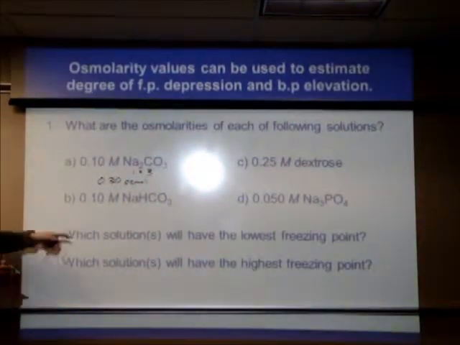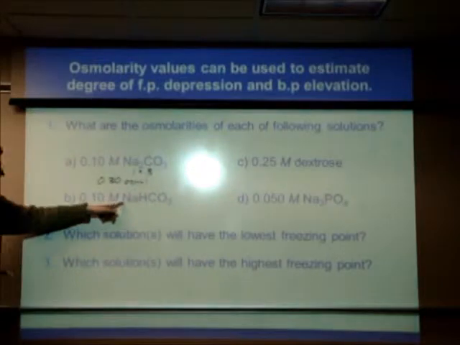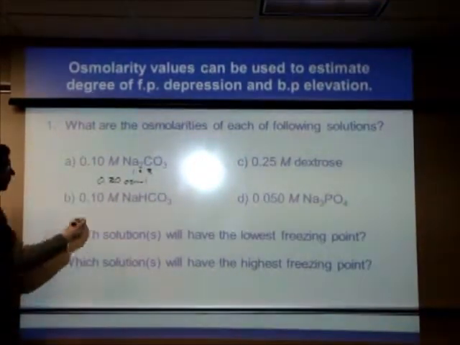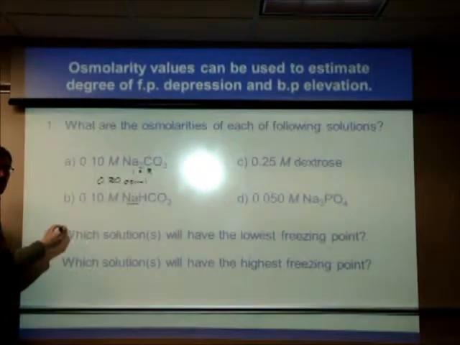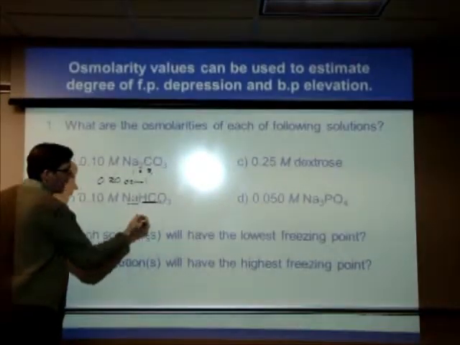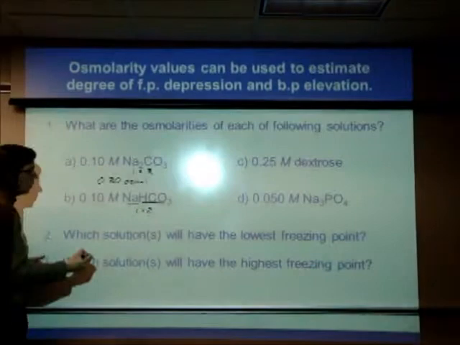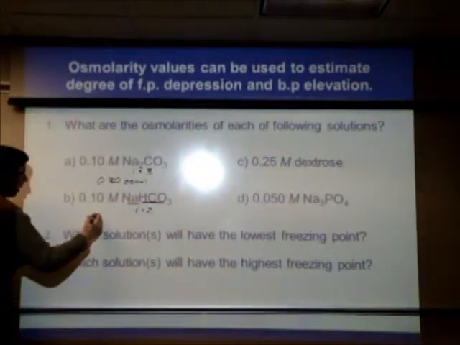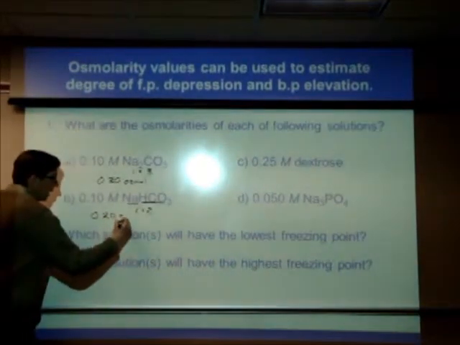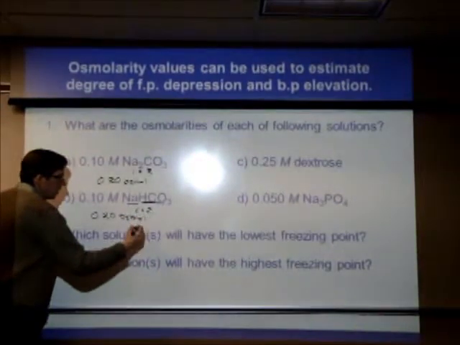osmolar. This is sodium bicarbonate, the same thing as baking soda. If you look here, you get a sodium off of it, and you get the bicarbonate ion off of it. And so in this case, i is equal to 2, and so times the 0.1, you're going to have a 0.2 osmolar solution.